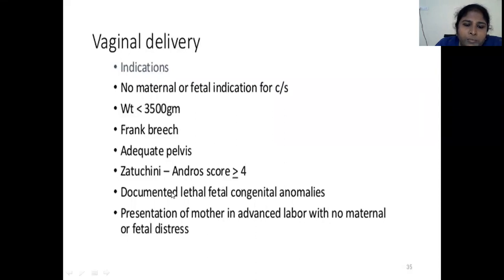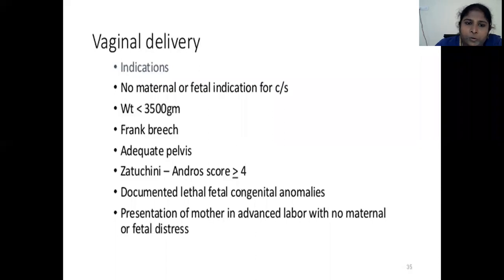And also in a breech, if it is an anomalous baby, or an IUD, intrauterine death, even though it is a breech, you can try for a normal delivery. And also if the mother has come in active labor, then also you can go for a normal delivery. Otherwise, go for a cesarean section in a breech, that is better.